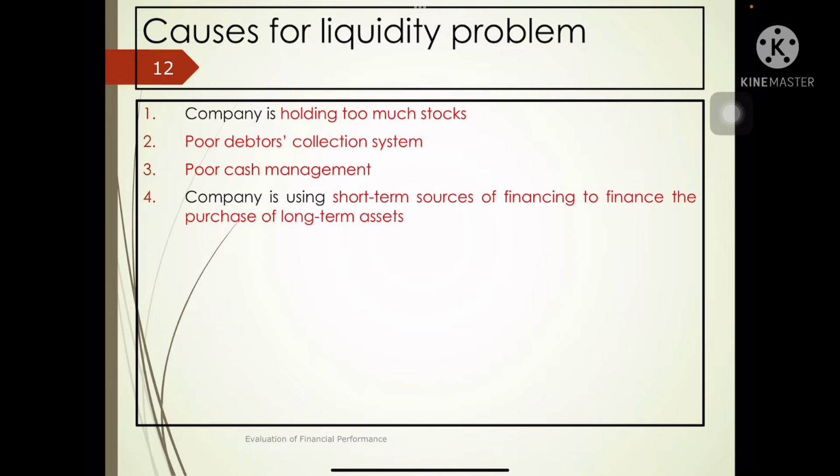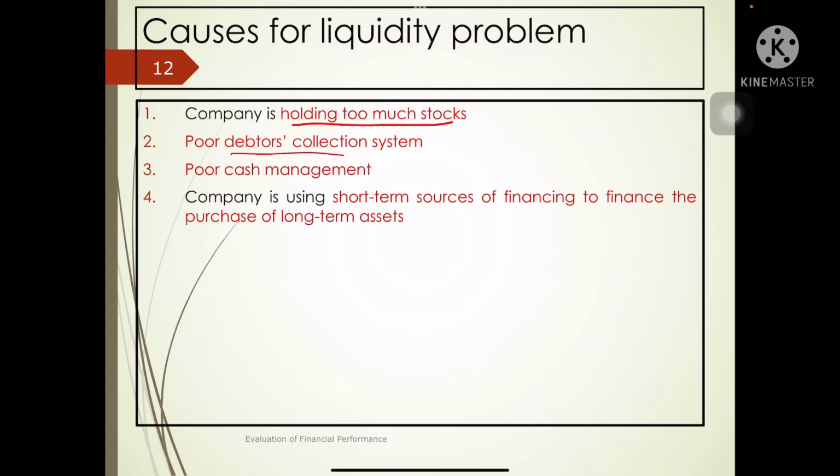Alright, causes of liquidity problems. What makes it difficult for them to have enough cash? Number one, if they are holding too much stock, it means it's quite difficult to convert stock inventory to cash. And then, they have a poor debtors collection system, or poor accounts receivable collection system.